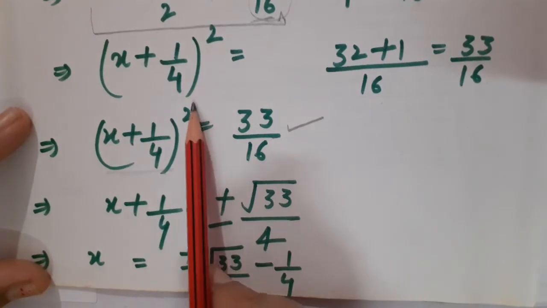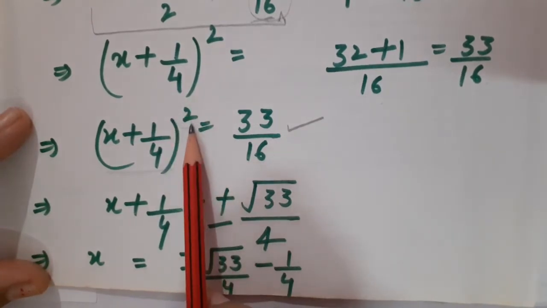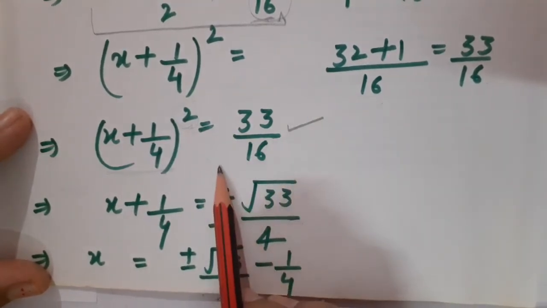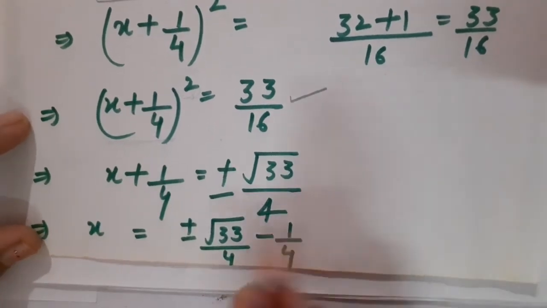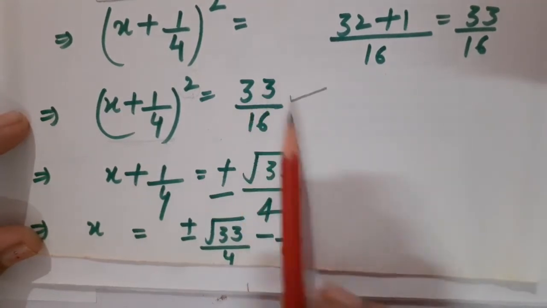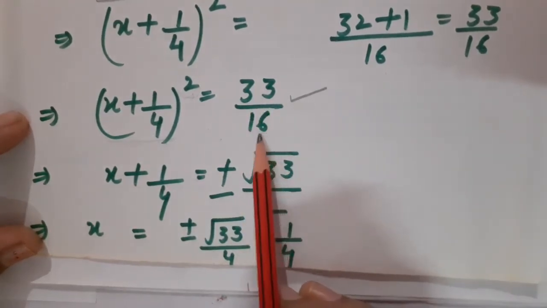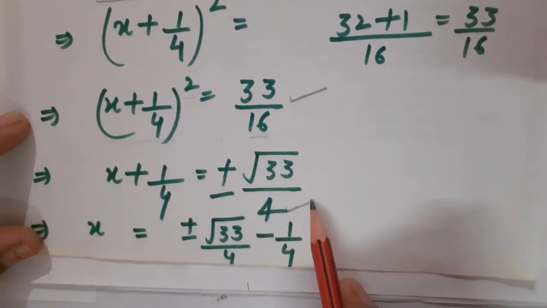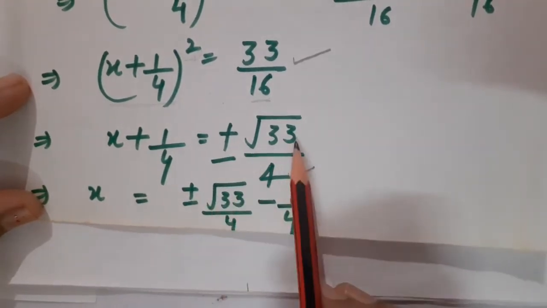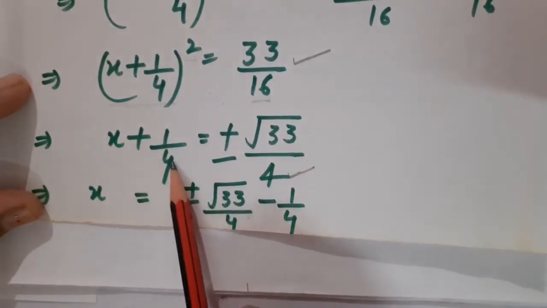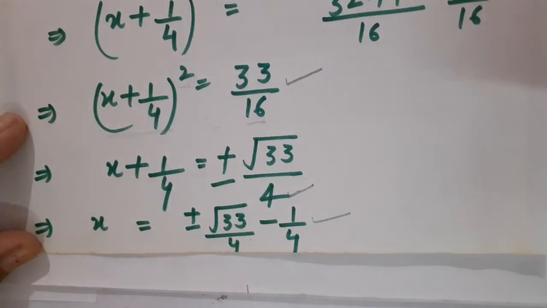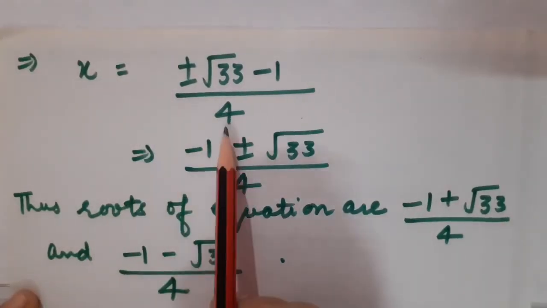Now, when this square is removed, definitely it would become the square root of the term written on the right hand side along with the plus minus sign, as taught in the derivation also. So it would become x plus 1 upon 4 is equal to plus minus whole under root 33 upon 16, and 16 is a perfect square, so definitely it would come out as 4 outside, right? So x is equal to plus minus root 33 upon 4. This 1 upon 4 is with a plus sign, will go on the right hand side, it would become minus 1 upon 4. Clear, children? Now I am going to take 4 as LCM.